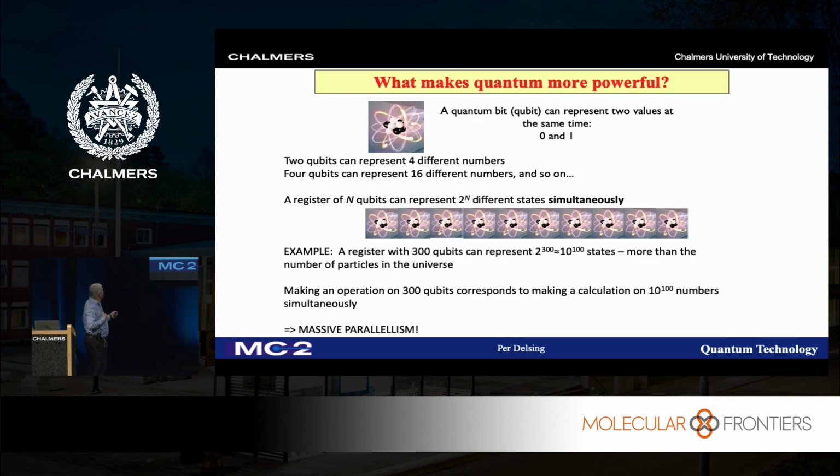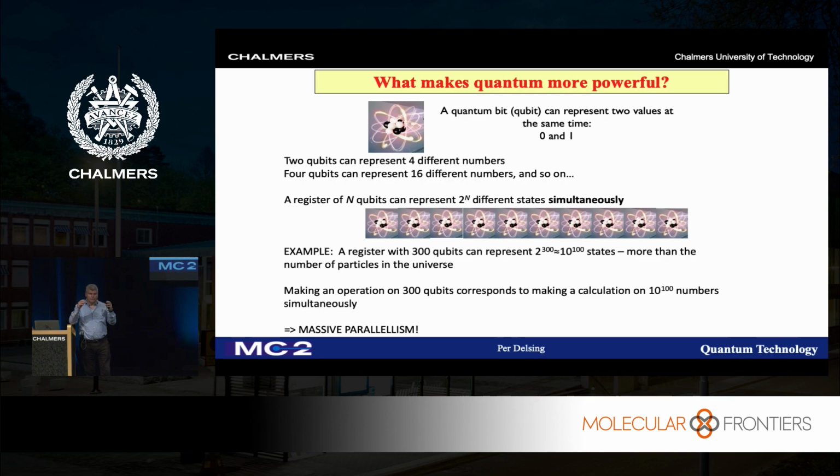So if you have just 2 qubits, you can, of course, represent 4 different numbers: 0 0, 0 1, 1 0, and 1 1. That's 4 numbers, right? And if you have 4 qubits, you can do 16 different numbers. And in general, if you have n qubits, you can represent 2 to the n numbers. And this is extremely powerful. So if you have 300 qubits, that means you can represent 10 to the 100 states, 10 to the 100 numbers simultaneously.